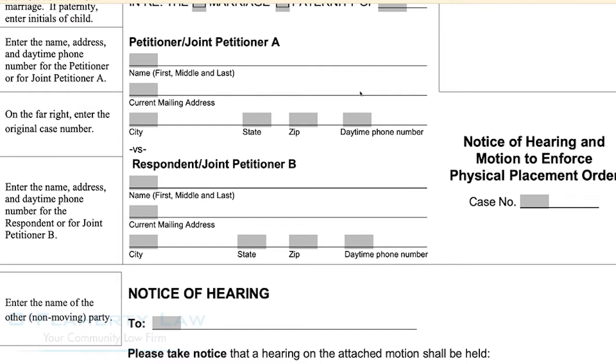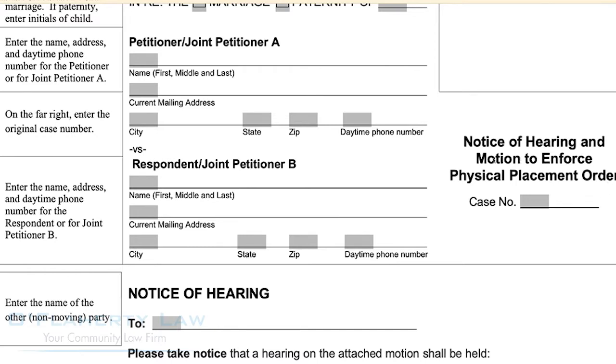Then you would put in the names of the parties and all their contact information. And because this is a post-judgment motion, you're going to use the case number you had in either your divorce or your paternity case. And if you have a copy of the order that you're trying to enforce, the case number should be on it. And for some reason, if you can't find it, you can always look your case up on Wisconsin Circuit Court Access Program. You can search by name and you can find your case.